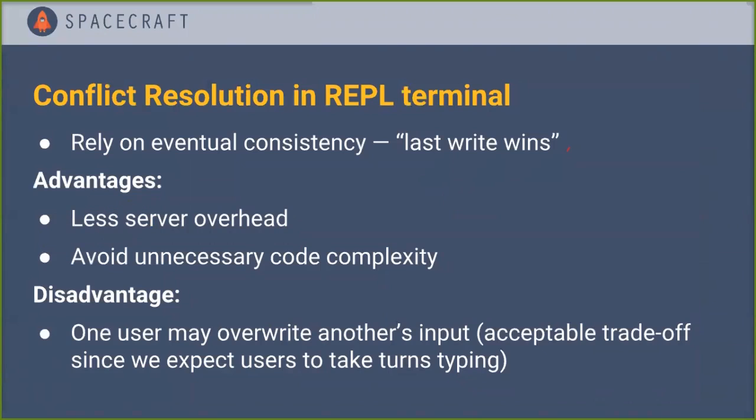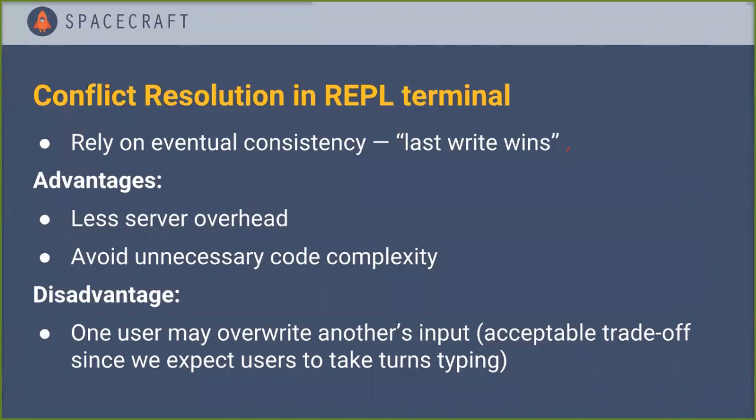So when handling conflicts in the REPL terminal, we chose to rely on eventual consistency, also known as last write wins. And so we'll show this in a little diagram in just a second, but basically, if two or more users try and write something to the same line in the terminal, the last update that comes into the server is going to be the one that actually gets chosen and broadcast out. The advantage with this is that there's less server overhead because we're not actually trying to manipulate the input and have it form a consensus. We're just going to choose the last one. So there's a lot less overhead in managing that, and so our code is a lot less complex for that. The disadvantage is that, of course, one user may overwrite another user's input if they're the last write.